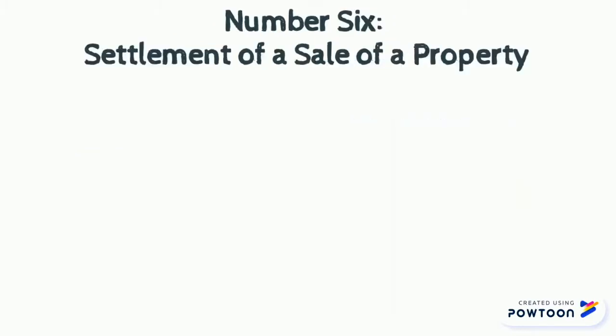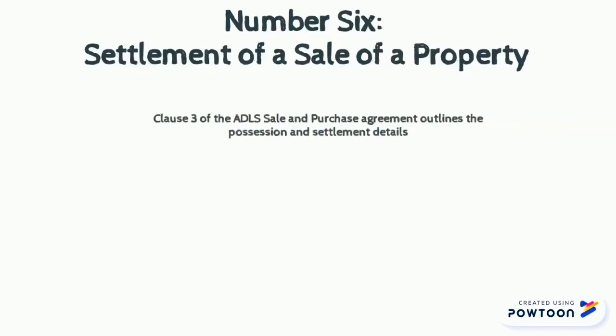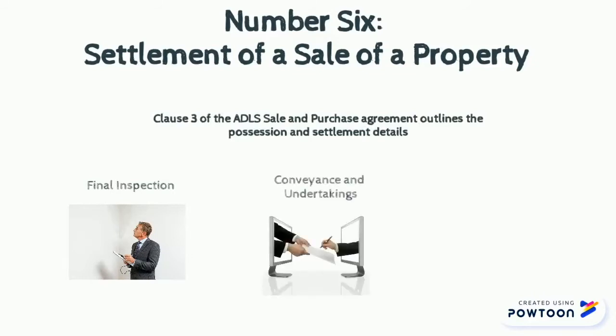Additionally, Clause 2.1 states that a deposit is payable immediately upon execution of the sale and purchase agreement. Number 6. Settlement of a sale of a property. Clause 3 of the ADLS Sale and Purchase Agreement outlines the possession and settlement details. Final inspection. The prospective purchaser has the right to inspect a property prior to settlement. This will generally be undertaken 1 to 3 days prior to settlement. Conveyance and undertakings. The settlement will be undertaken using the electronic transfer system for the title and solicitor's undertakings.